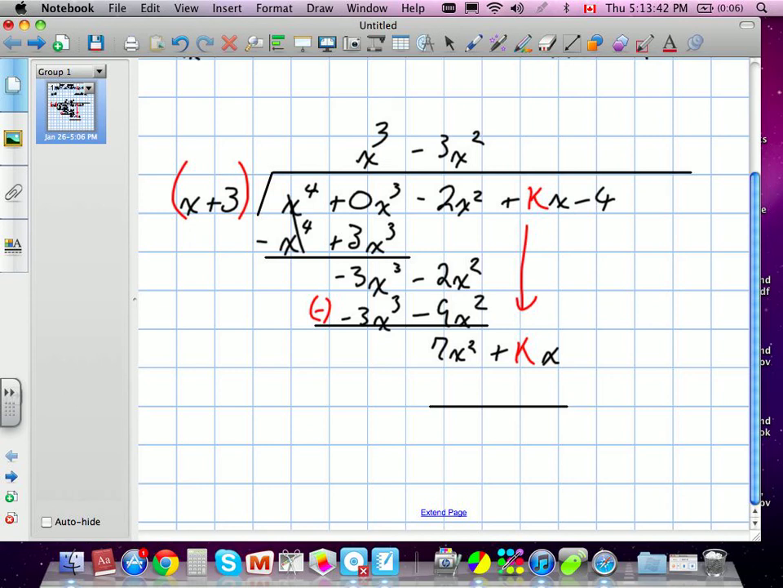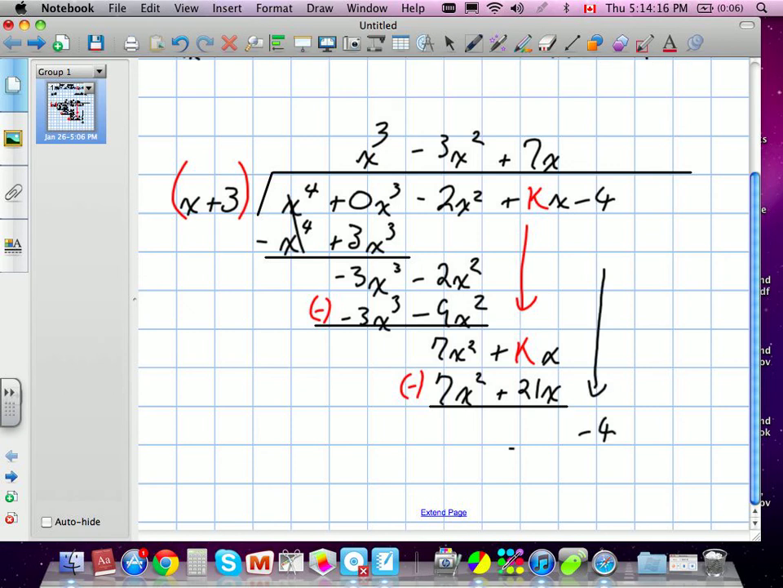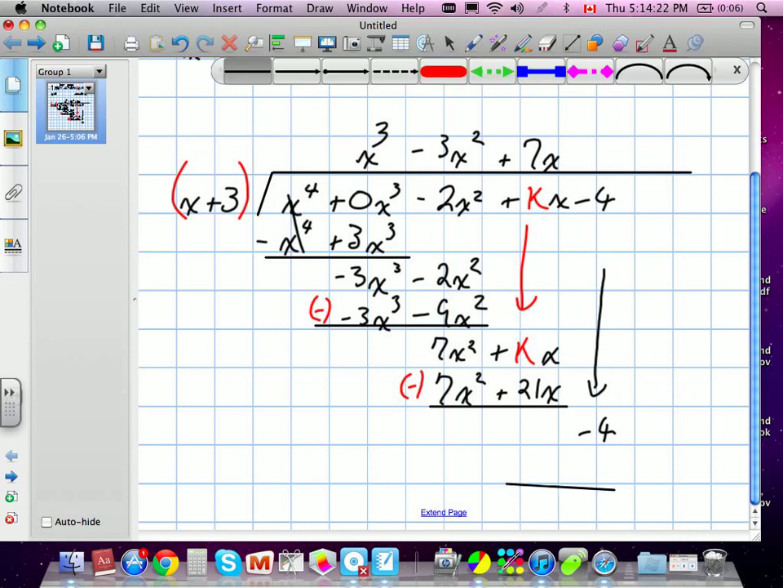So that's the next thing we're going to divide by. What would we multiply this by to get that 7x squared? Positive 7x, right? So then we're going to get positive 7x, and what are we going to get over here? 21x. So this becomes obsolete when we subtract. Now this is the interesting part, because what's going to happen next is we're going to bring down the negative 4, and we're going to end up with a remainder of 2. So in the end, when we subtract, we're going to have a remainder of 2.